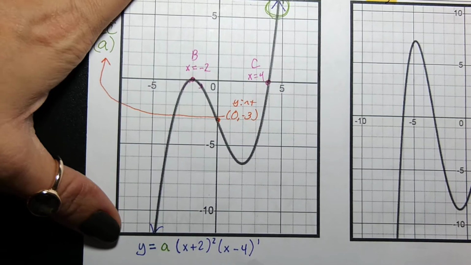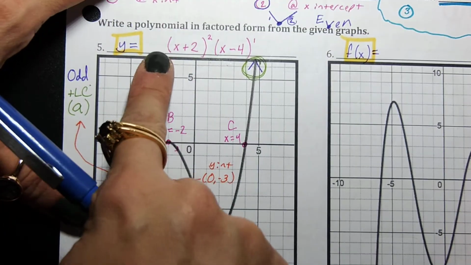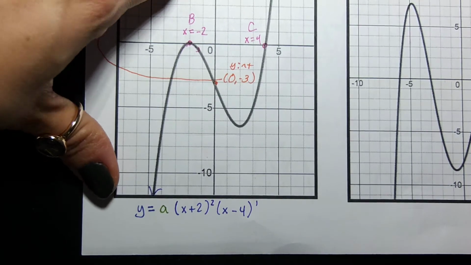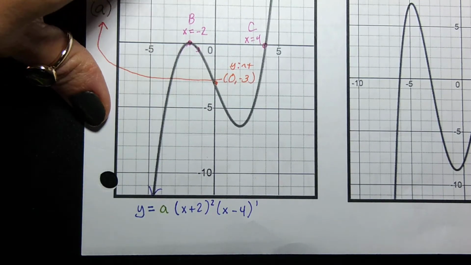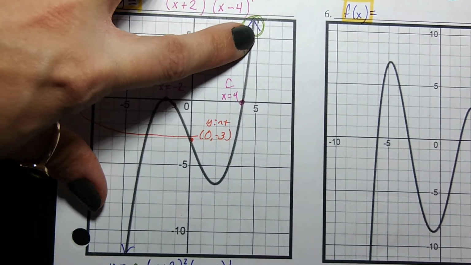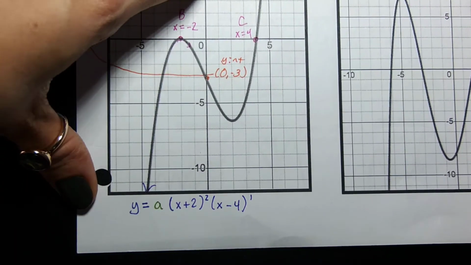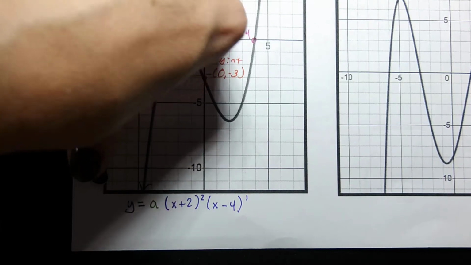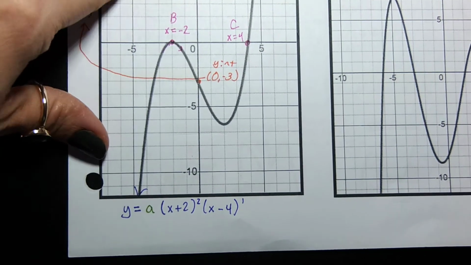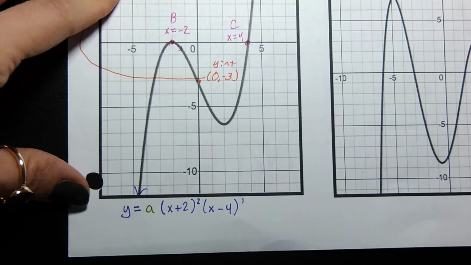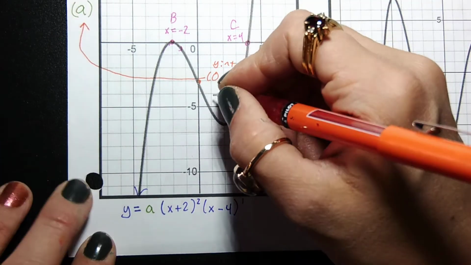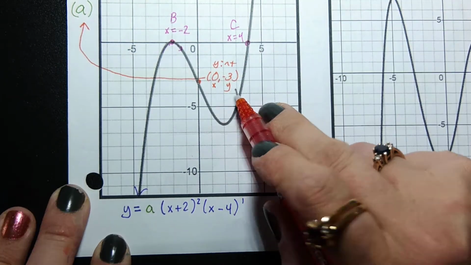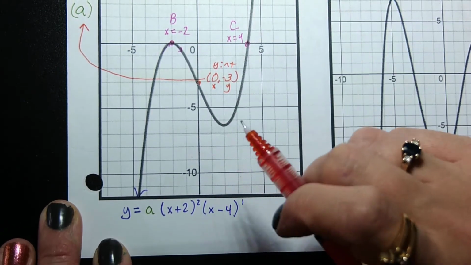So I moved this down here, and the only thing I added was this a value out in front, which is our leading coefficient. It might be 1. It's not going to be -1 because we know our leading coefficient should be positive, but it could be something like 3 or 4 or a fraction. We're not going to know until we solve for it. So how the y-intercept helps us is this is a definite x and y coordinate that works in this equation.